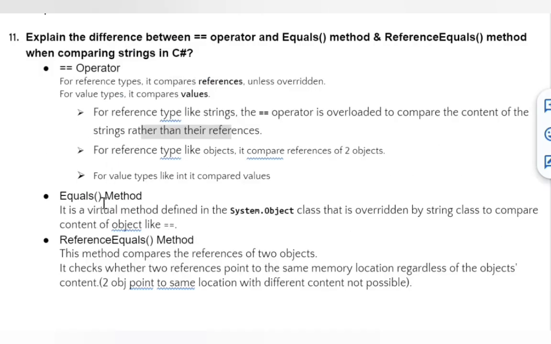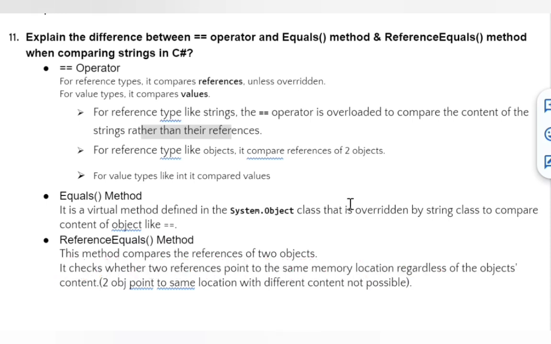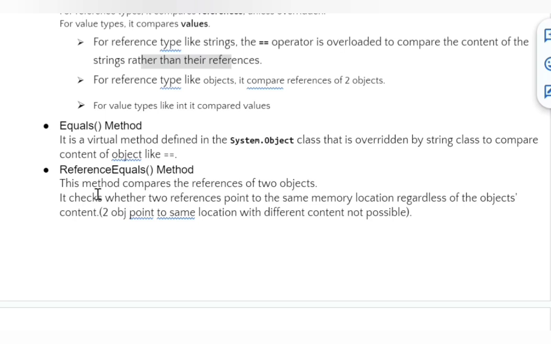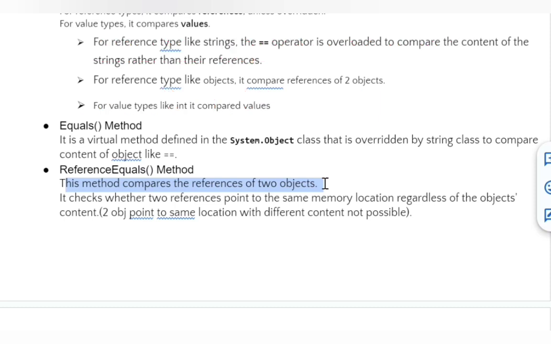Now let's move to the Equals method. This is basically a virtual method defined in the System.Object class, but it is overridden by the string class. Since this is a virtual method, we can override it. So it is overridden to compare the content of the object, like the equal to operator. Now we have ReferenceEquals. The ReferenceEquals method basically compares the references of two objects, meaning the location of two objects, and does not compare the actual value.